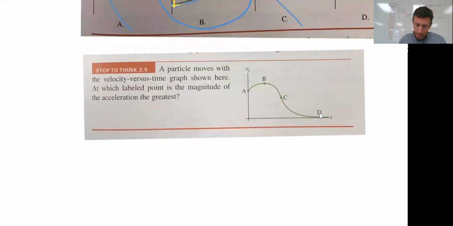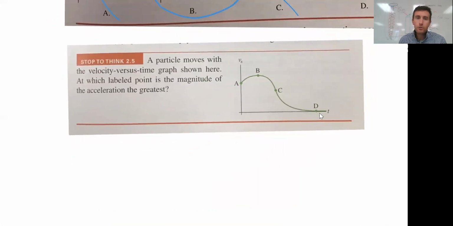Let's do another stop and think. This one, a particle moves with the velocity versus time graph shown here. At which labeled point is the magnitude of the acceleration the greatest? Pause and answer.